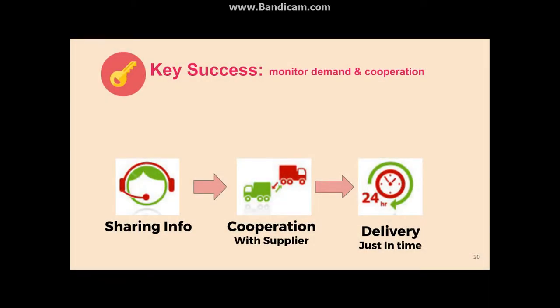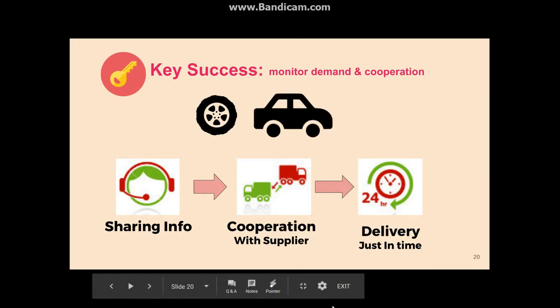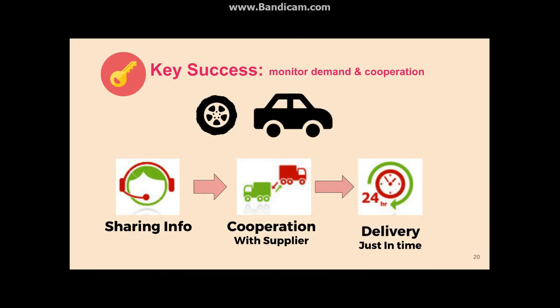The key to success is that you need to monitor the customer demand, as well as you need the cooperation between the firm and the supplier. So let's take the car industry as an example, because in order to produce one car, you need so many different parts. For example, like a wheel, a mirror, or the gear. So in order to make everything easier, you need to share the information between firm and supplier.